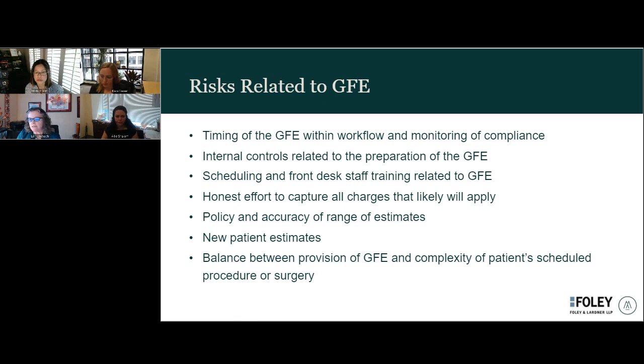So we need to make sure that we look at the preparation, because often that's very manual and it does require some employee intervention to make sure it's accurate as best as possible, as that's part of the requirements related to GFEs, is making sure you have a policy, you have accuracy of range of estimates.